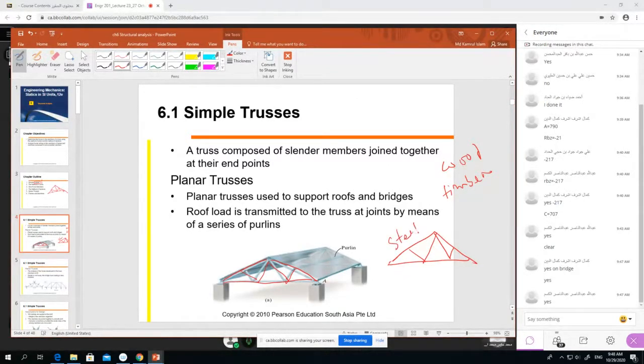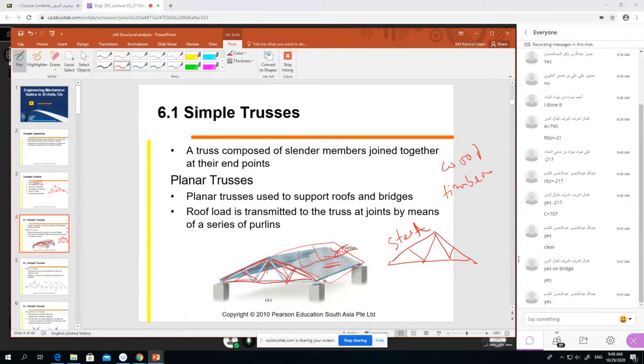Then it is made of steel. Okay, so this part is called the truss, and you see there is a sheet cord there. This member is called the purlin. We are not going to discuss this side; we will only discuss this part. This is called the truss.